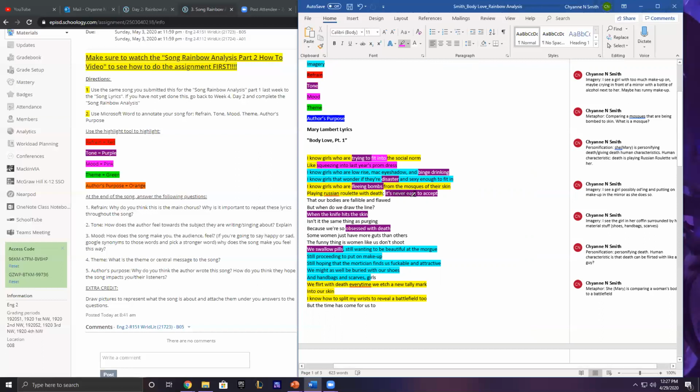And then, let's see, "squeezing into last year's prom dress," I felt that. I put "never easy," or I think "never easy." And then I can do "accept." And then "bodies are fallible and flawed." That hit me in the emotions.